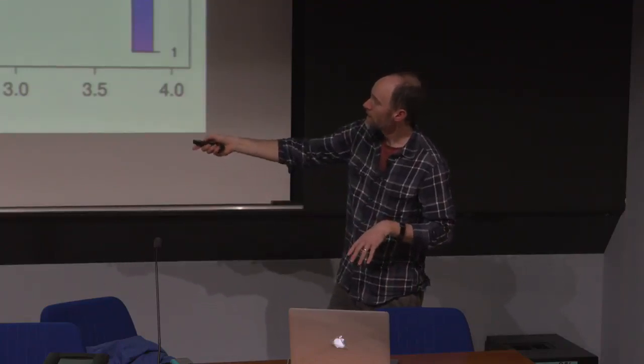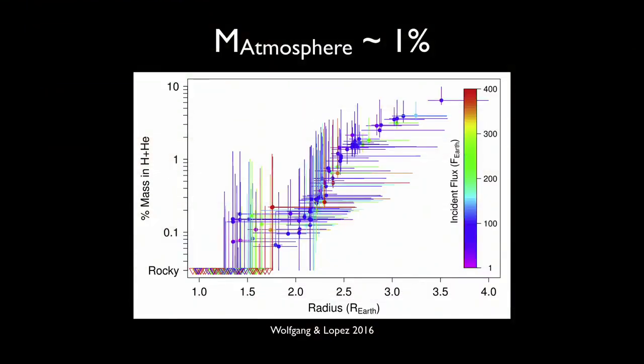What you can see is the small guys are consistent with being purely rocky. The big ones are consistent with having a lot of gas, being really mini Neptunes. And there's a transition in between. And this transition is at something like 1.5 to 2 times Earth's size. And the typical fraction of the total mass in gas is like 1%, something like that.